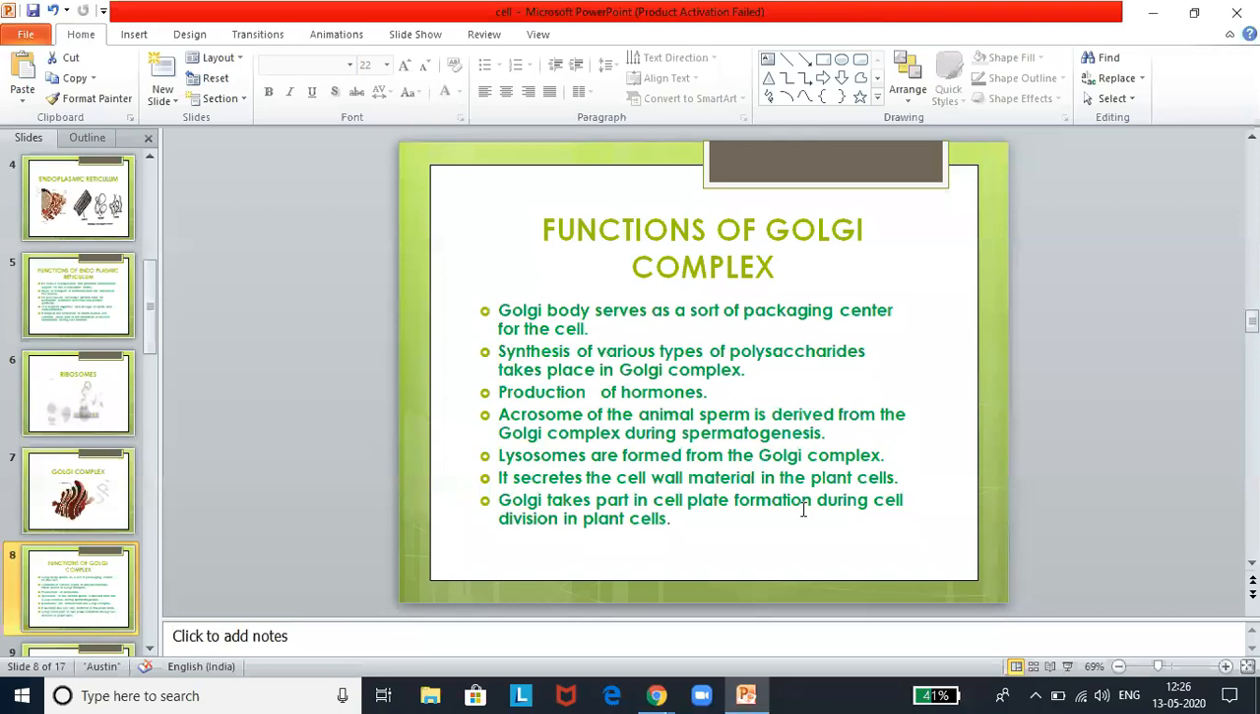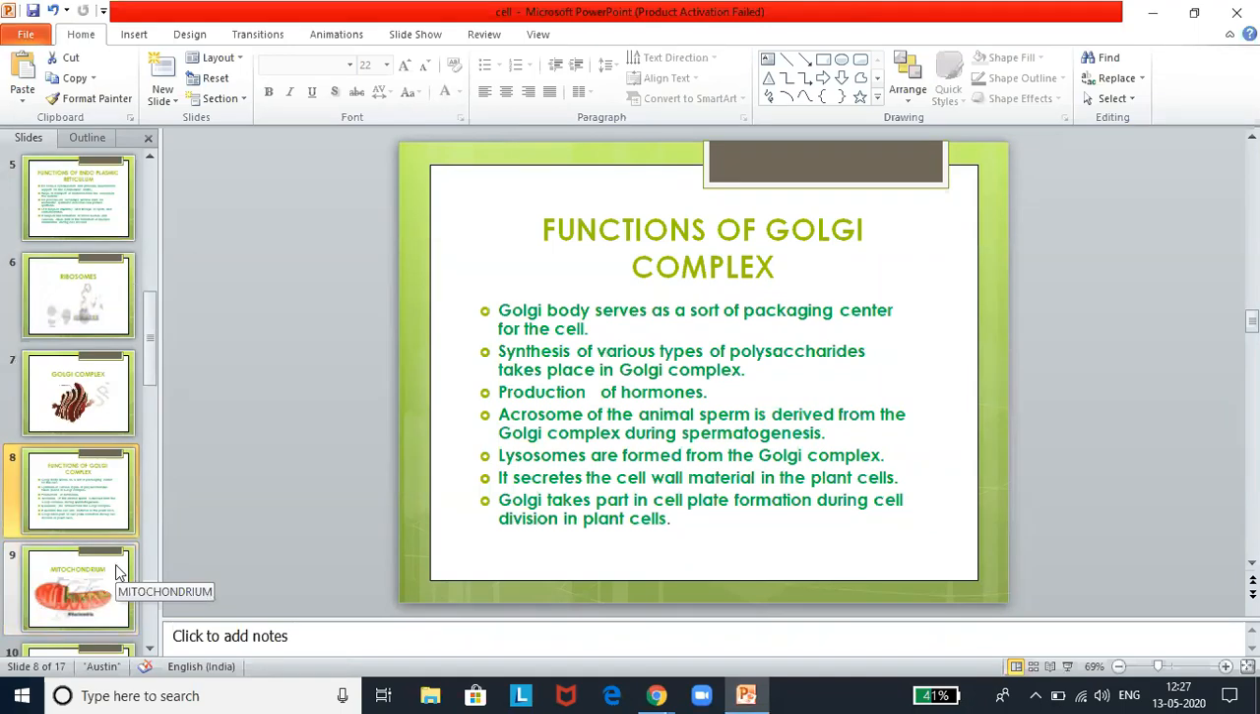Lysosomes are formed from Golgi complex. It secretes the cell wall material in the plant cells. Golgi takes part in cell plate formation during cell division in plant cells. So these points are very, very important and I expect you to make a brief note about it.